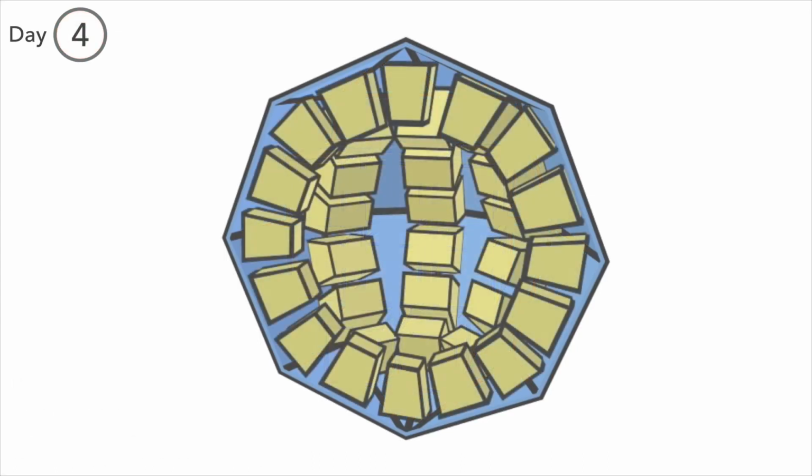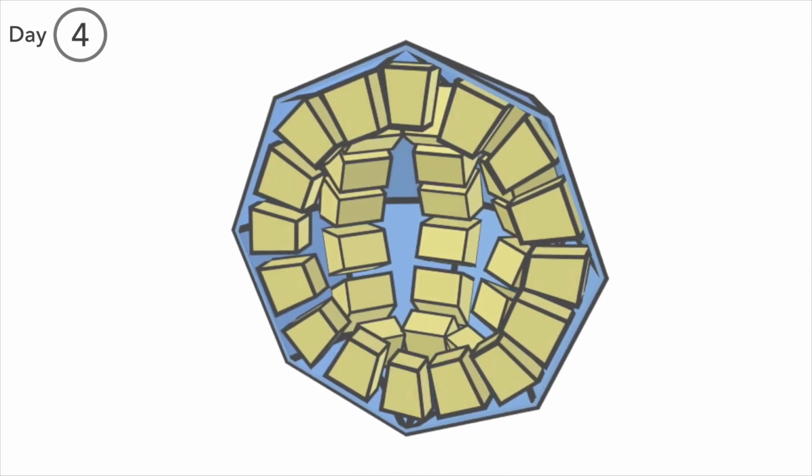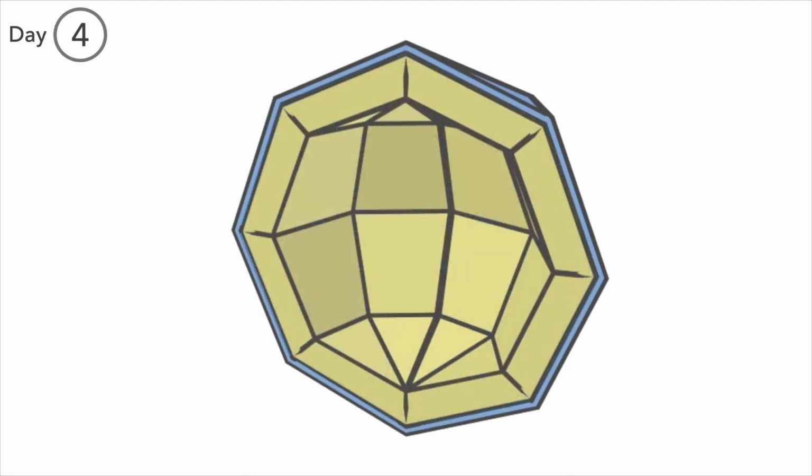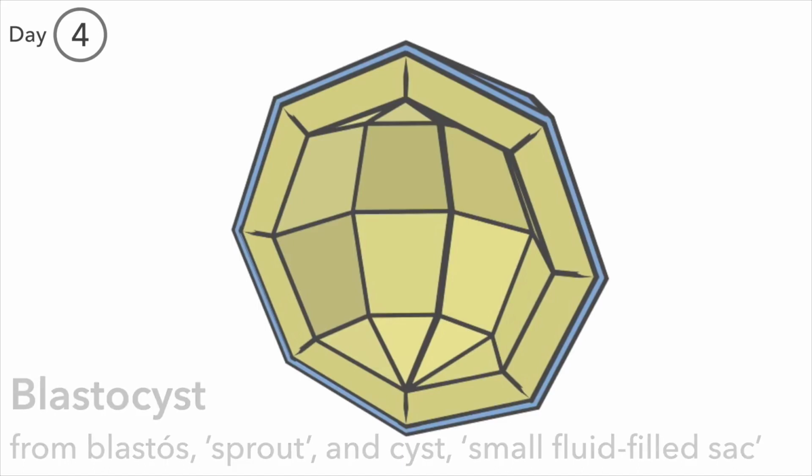Day 4. Fluid enters the morula, forming an internal cavity. The morula is now known as blastocyst. From now on, we'll stop drawing individual cells and we'll just show the overall shapes of structures. Blastocyst, again sprout, and cyst just means small fluid-filled sac.